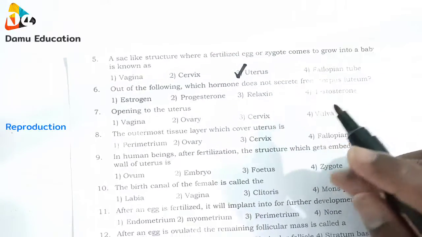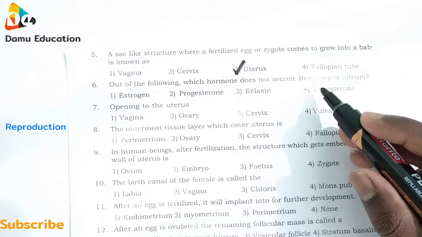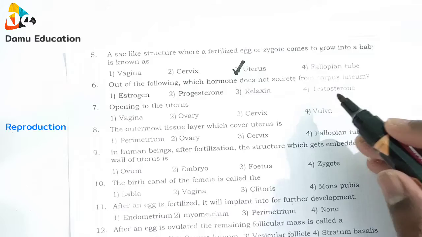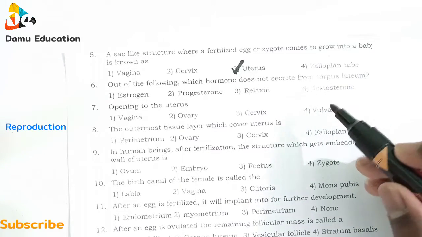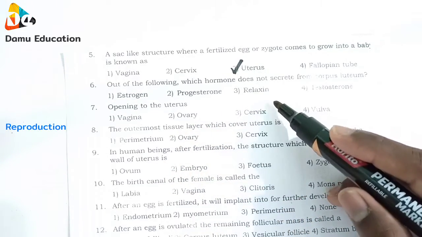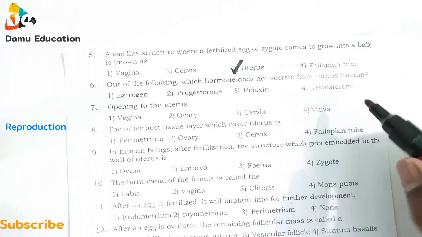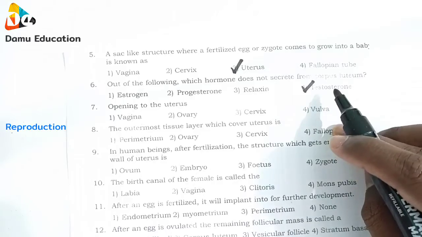Uterus. Next one: out of the following, which hormone is not secreted from the corpus luteum? Estrogen, progesterone, relaxin and testosterone. Testosterone is produced in males, while the question asks about the corpus luteum in females.